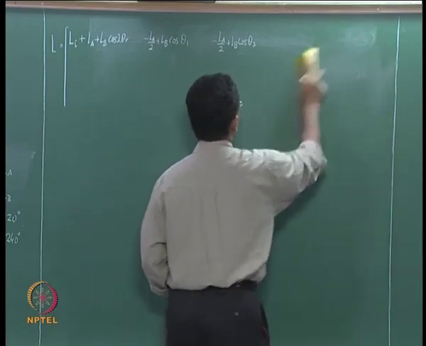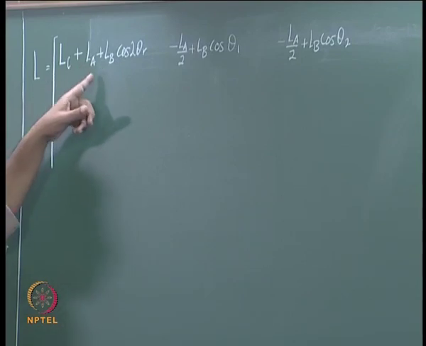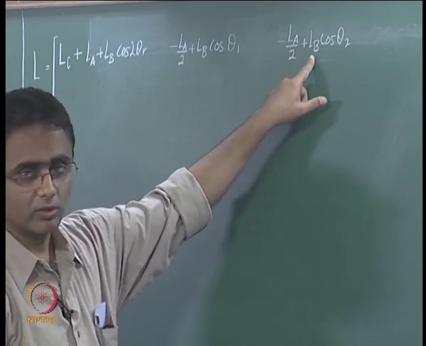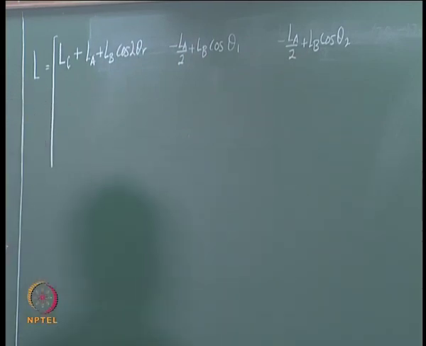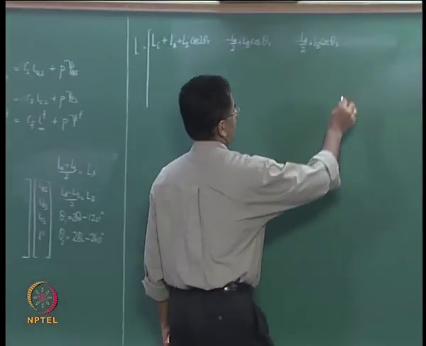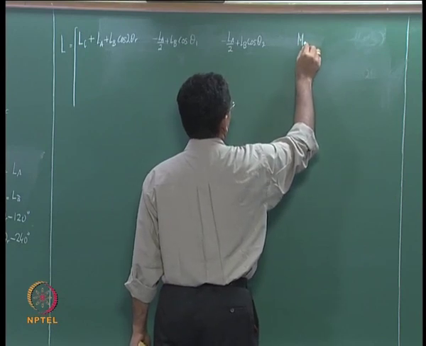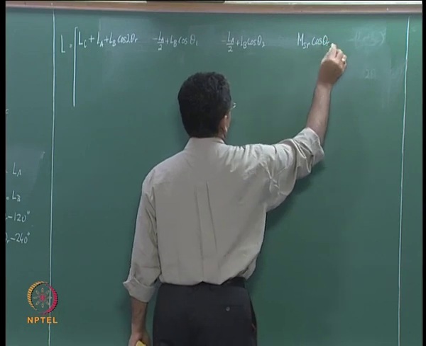Now we get a little more space. So this is the self inductance of the A phase, mutual between A and B, mutual between A and C, and then you need to write down the mutual between A and the field winding. So the A and the field winding are separated by the rotor angle, and therefore that is nothing but MSR into cos of theta r.